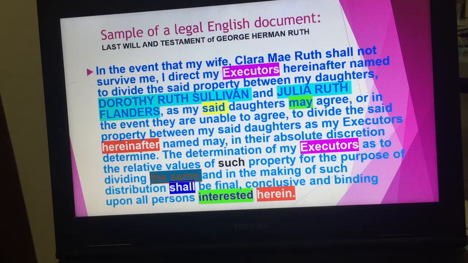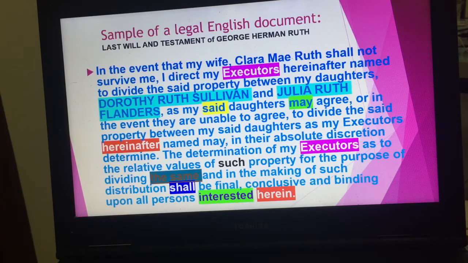So, earlier in this document, the said property, between my daughters, comma, he's going to tell us the names of his daughters in uppercase. Why? Because they are the second party in the case of his wife shall not survive him. And they are Dorothy Ruth Sullivan and Julia Ruth Flanders. These are his daughters' names, the two daughters. As my said daughters may agree, that is on condition that my daughters agree to this.